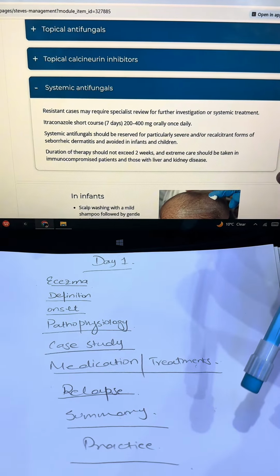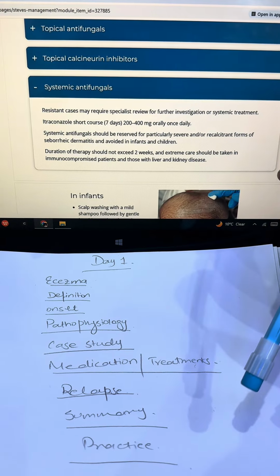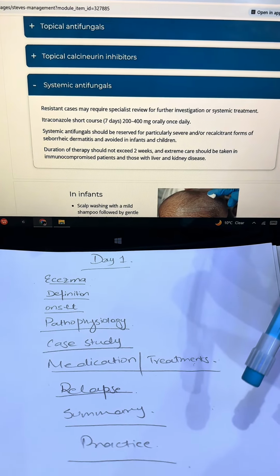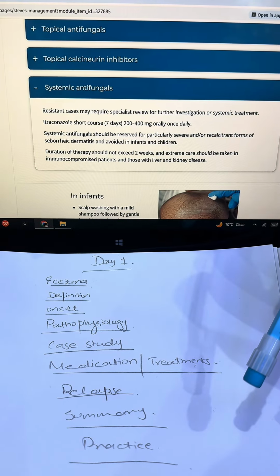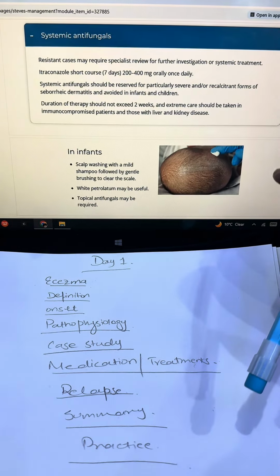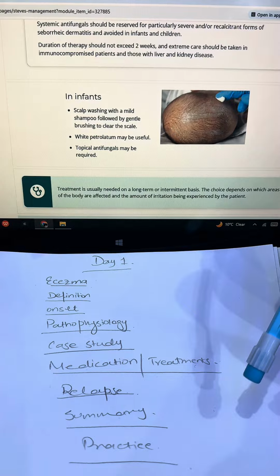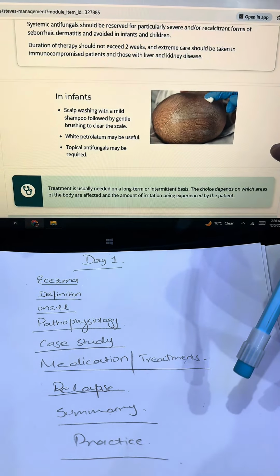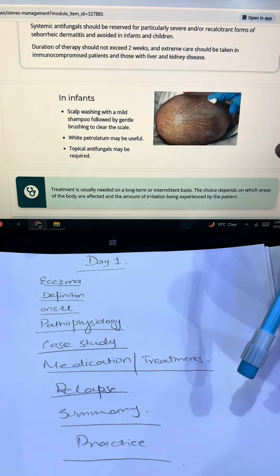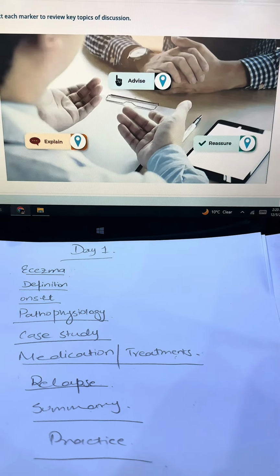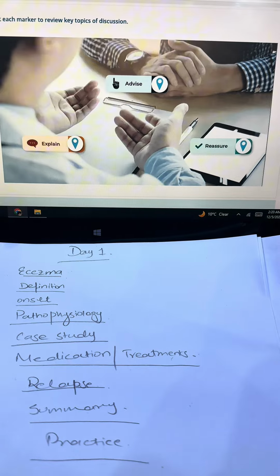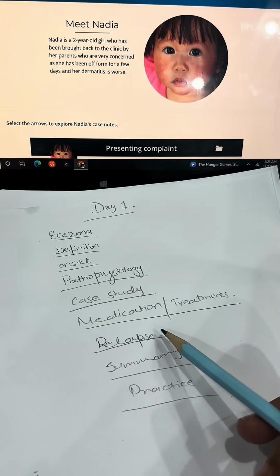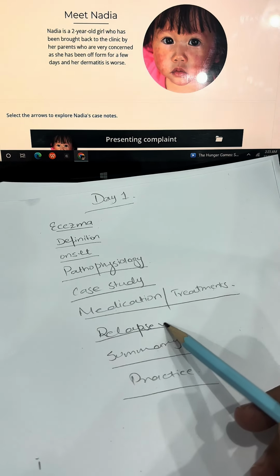Systemic antifungal: itraconazole short course for 7 to 8 days. I usually give 200 mg orally once a day, or 250 mg. Among antifungals, 2% ketoconazole is my favorite one. Explain, advise and reassure. The most important topic we cover on this day one is relapse.